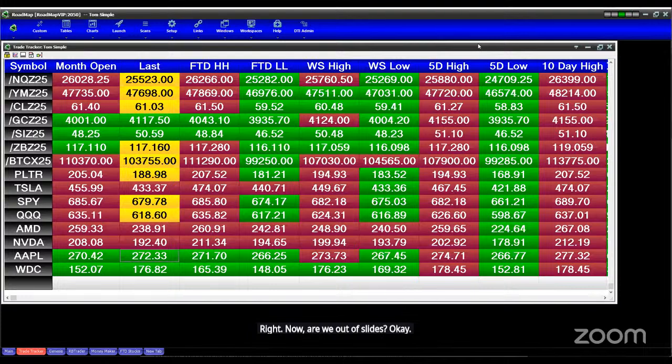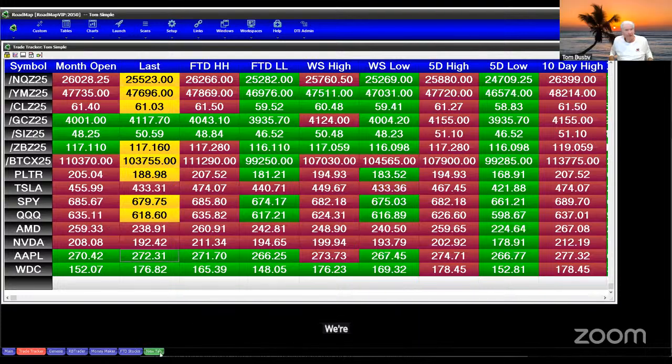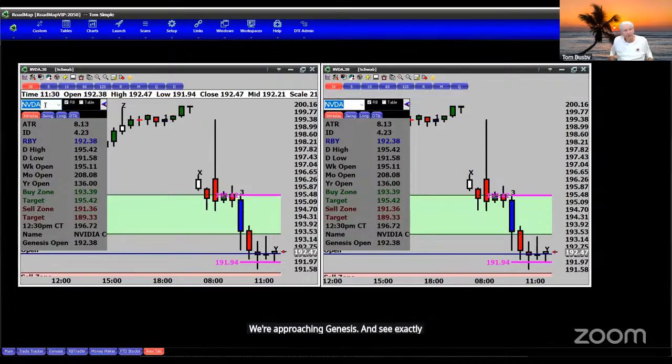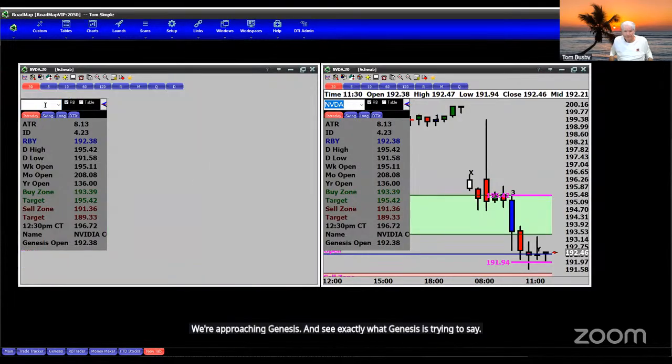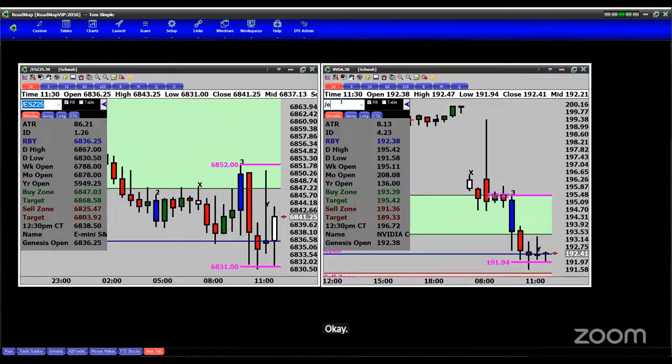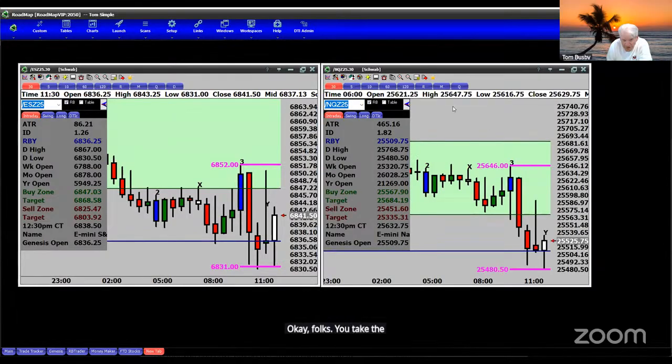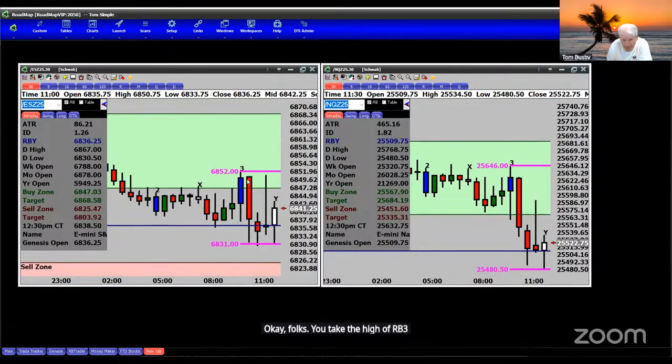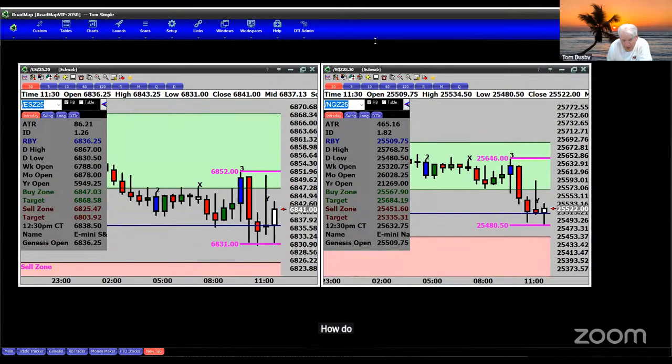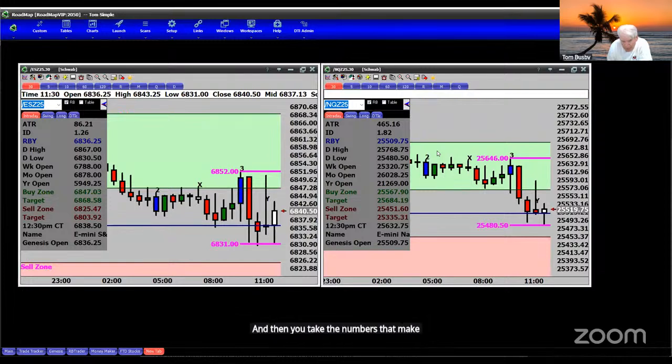Okay, let's go back to the live market. We're approaching Genesis, and let's see exactly what Genesis is trying to say. Okay, folks, you take the high of Genesis or RB3. This question was asked by Fred: how do you know if it's making a low or high? You take the high of RB3 and you make a low at the other end, which we did. Then you say Genesis is trying to make a low. And then you take the numbers that make the low, and if it breaks that low, it tells you that we've got a continuation move.